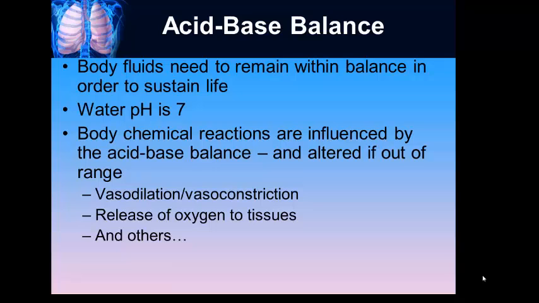Water pH is 7, but we have to be between 7.35 and 7.45. So our body chemical reactions are influenced if we're outside of that range. As we can have vasodilation, vasoconstriction. It can affect, as you already saw in the oxyhemoglobin curve, the release of oxygen to tissues, and there are other body system reactions that are dependent on normal pH.